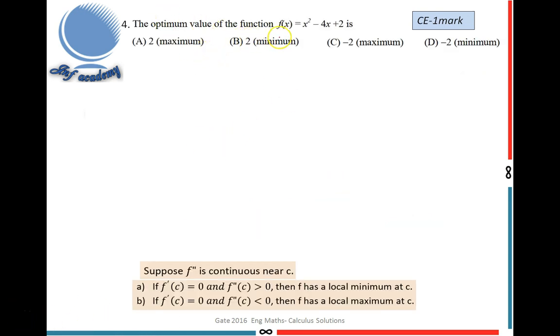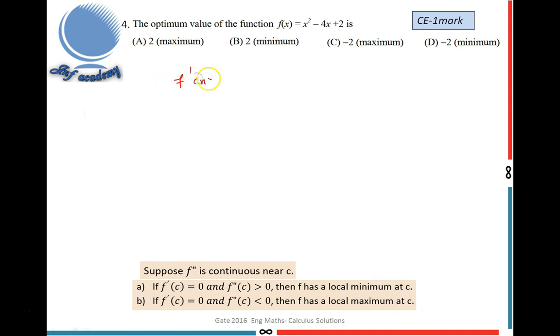Now the fourth problem. The optimum value of the function f of x equal to, one function is given. You have to find the optimum value of the function, that is the value of f. This question is from the CE department, civil department. It has 1 mark. Here I use the second derivative test. What is the second derivative test? F dash of c equal to 0 gives the critical points. At that point c, if f double dash of c is greater than 0, then f has a local minimum. If f double dash of c is less than 0, then f has a local maximum. This is the second derivative test.